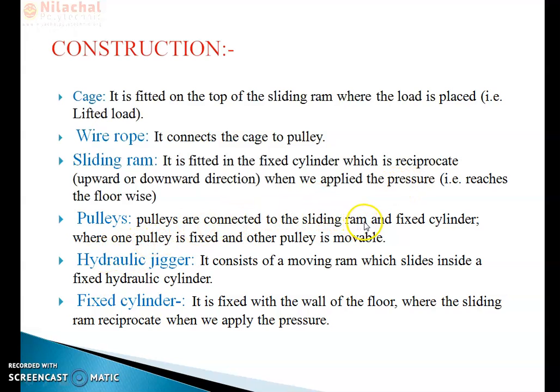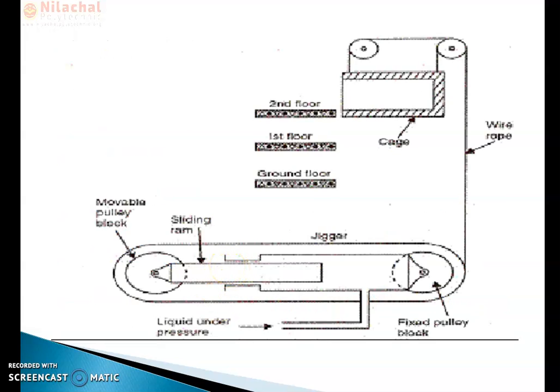Then the pulleys are connected to the sliding ram and the fixed cylinder; one pulley is fixed and the other pulley is movable. Then the hydraulic jigger consists of a moving ram which slides inside the fixed hydraulic cylinder. The fixed cylinder is fixed with the wall of the floor, where the sliding ram reciprocates when you apply the pressure. Let's come to how it is working. Here you observe this is your sliding ram, this is your fixed pulley and this is your movable pulley. And this is your wire rope, where one end is fixed with the cage and the cage is suspended by the wire rope, and the other end of the rope is fixed or tightened.